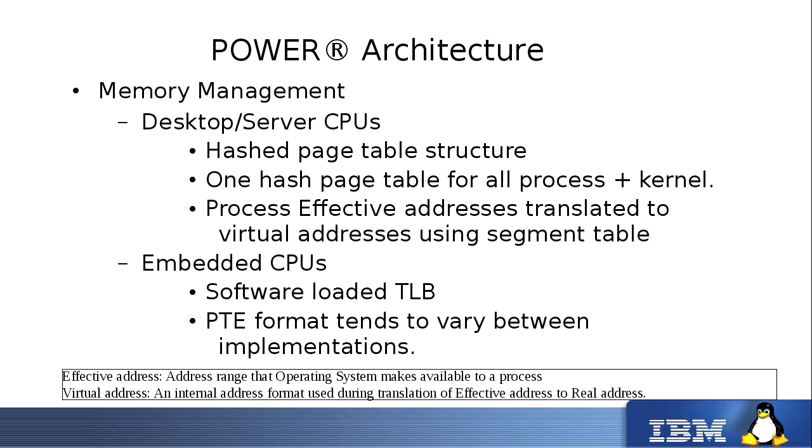Before we get started understanding what a hash page table structure is, I want to introduce two terms here: effective address and virtual address. They're slightly different from what we know from computer literature. For example, Power refers to an address range returned by the operating system by mmap or brk or malloc as an effective address. A virtual address is something the architecture internally uses for translation from effective to real. I'll explain in detail what a virtual address is, but just keep in mind that the address returned by the operating system, which we are familiar with, is referred to as the effective address.